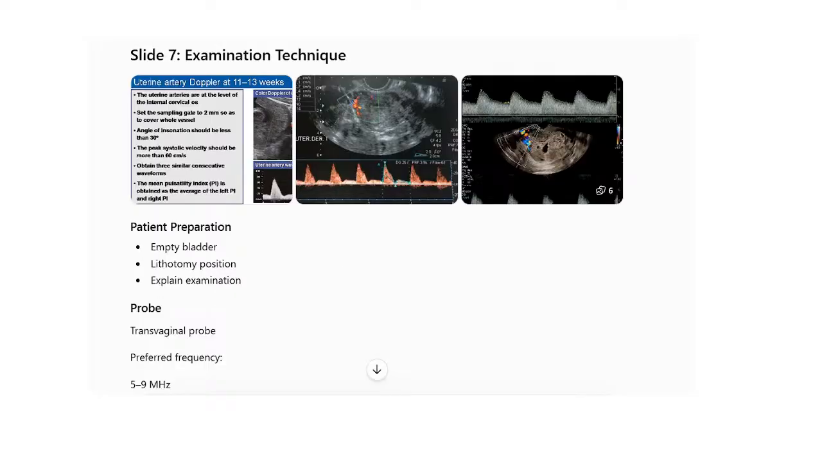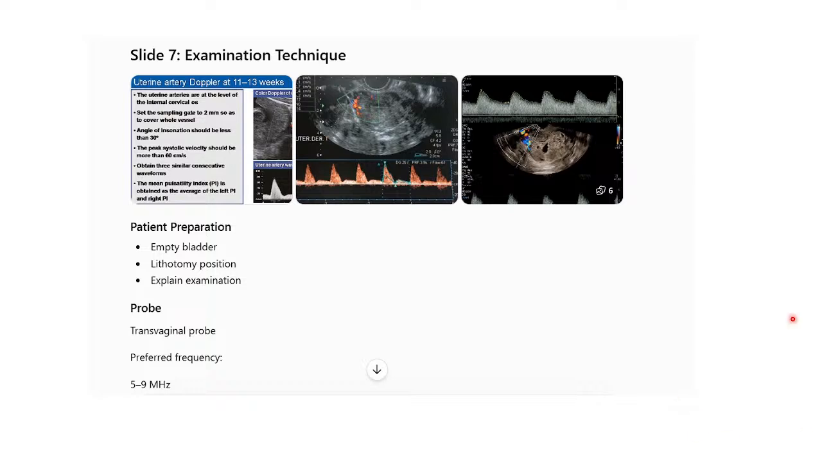So the examination technique: patient preparation, empty bladder, the lithotomy position. These you already know. These are the fundamental things. Explain the examination to the patient. Then the probe: a transvaginal probe, preferably a frequency of 5 to 9 megahertz.